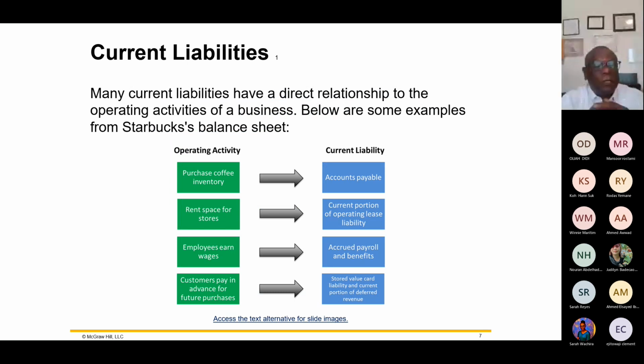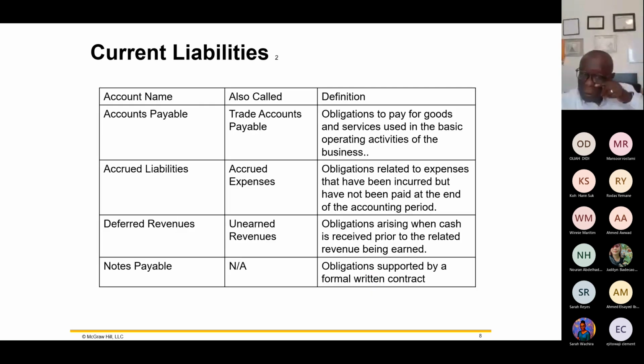So you know what current liabilities are. So we should know what current liabilities are. There are good examples there that have been given to us. And also, if you look at the balance sheet, you should be able to get that too. Current liabilities.